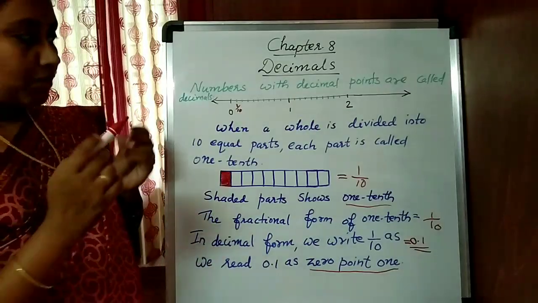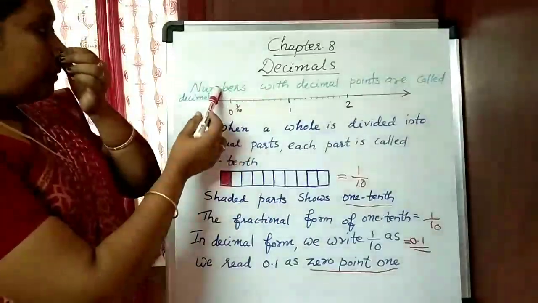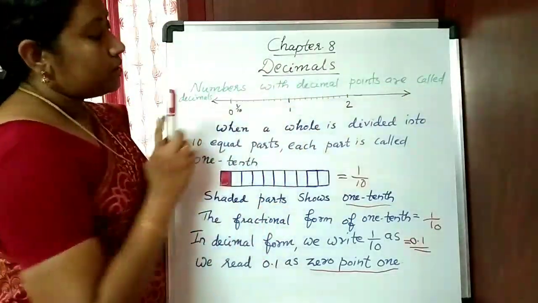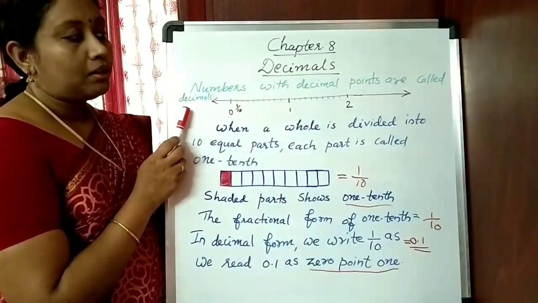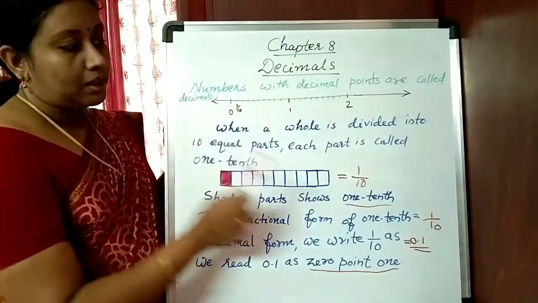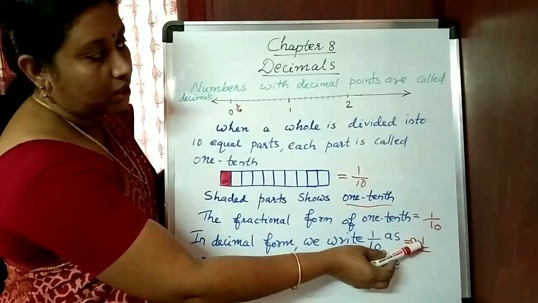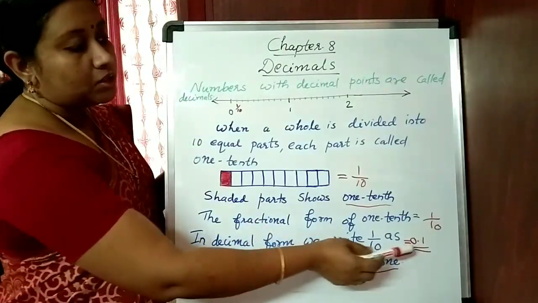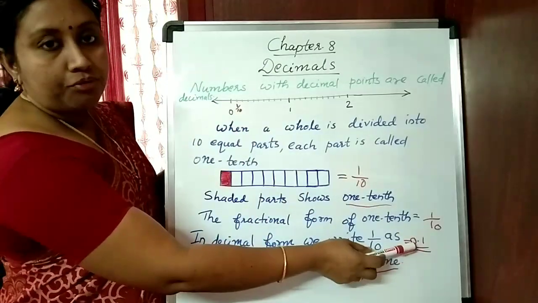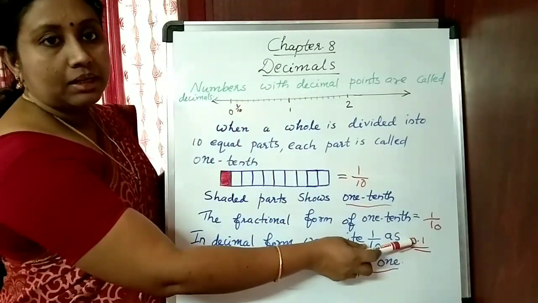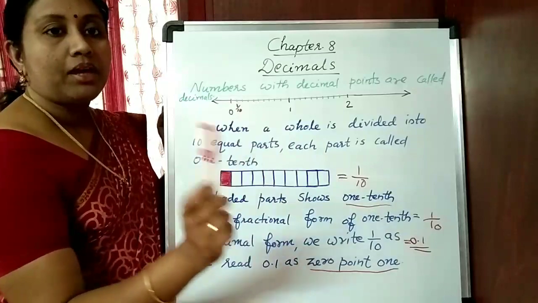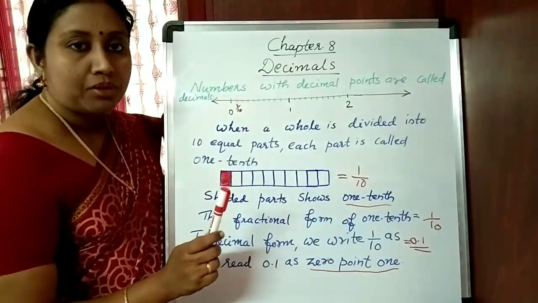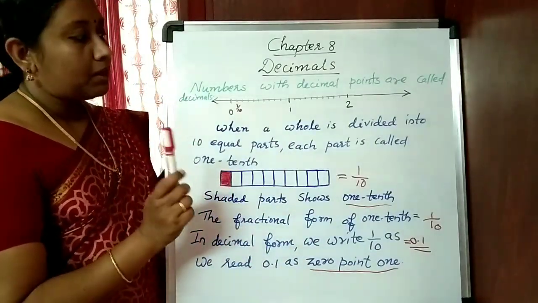All of you understand? Once again listen. Numbers with decimal points are called decimal numbers. That means here is one dot. One dot represents a decimal point. So this type of numbers are called decimal numbers. Numbers having a dot. Such type of numbers are called decimal numbers.